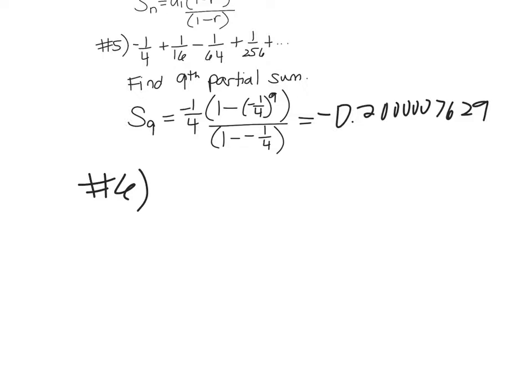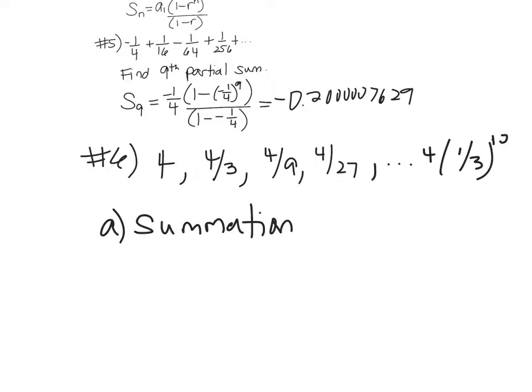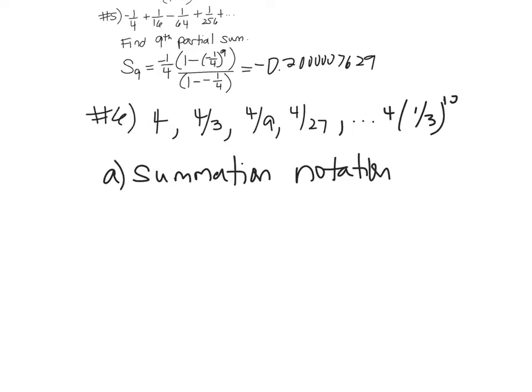Let's say that I have 4, 4/3, 4/9, 4/27, all the way to 4 times 1/3 to the 10th power. Gross, huh? My stylus isn't working. All right, to the 10th power. I'm going to write this in summation notation, and then I'm going to evaluate the sum.